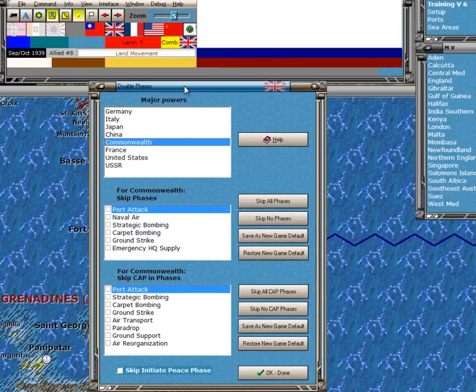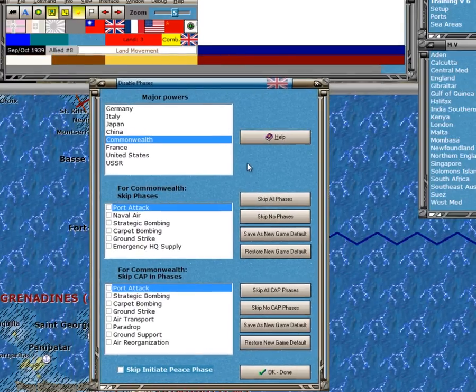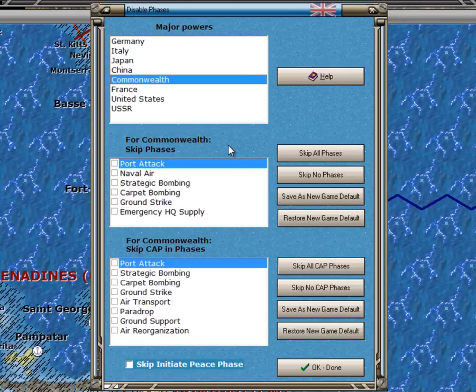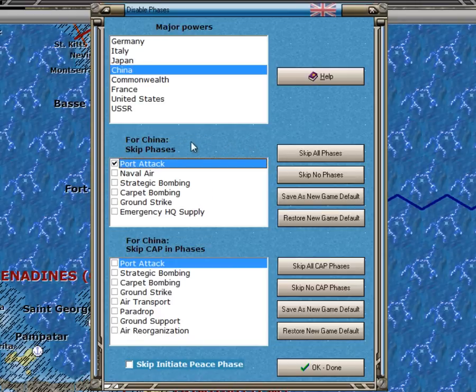This enables you to save some keystrokes while you're playing the game. For instance, there are some major powers that are very unlikely to do port attacks. China, for instance, has very few air units and is unlikely to risk their air force trying to take out Japanese ships in some harbor. Click on China and skip port attacks. When that phase comes around, China will never do any port attacks.